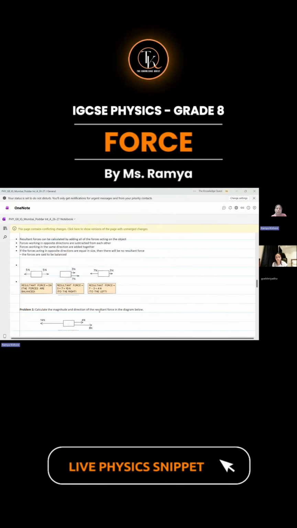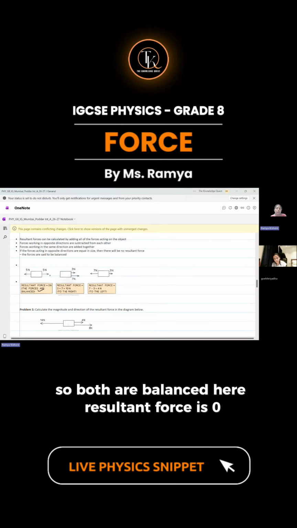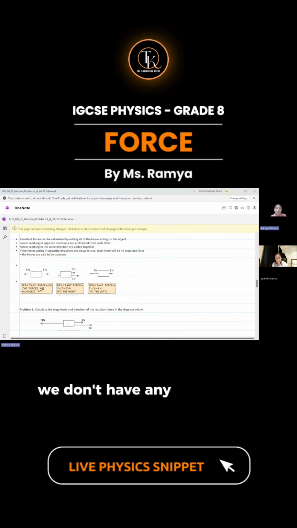See this first diagram. Both sides are equal in magnitude and opposite in direction, so both are balanced here. Resultant force is 0. Next, in this case, we don't have any force on the left-hand side, only the right-hand side. We have 7 Newton and 3 Newton. How will you calculate your resultant force? By adding up both. 7 plus 3, you will get 10.